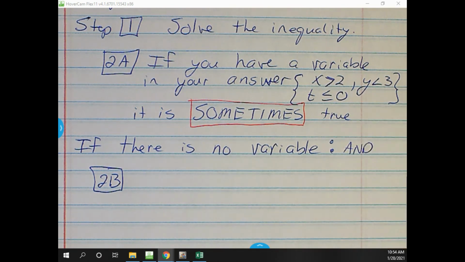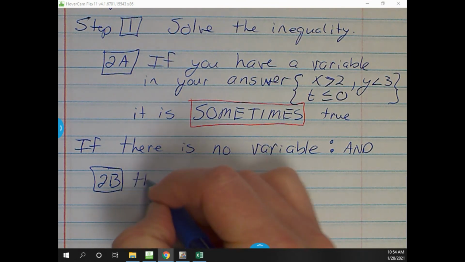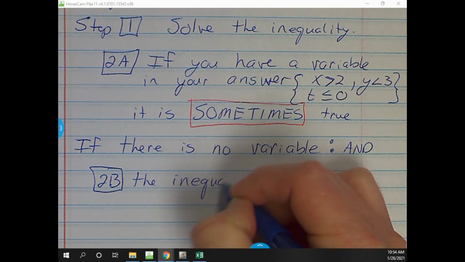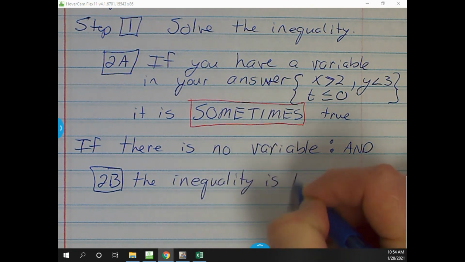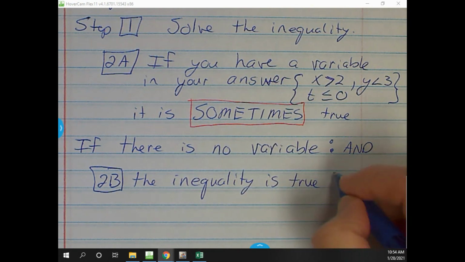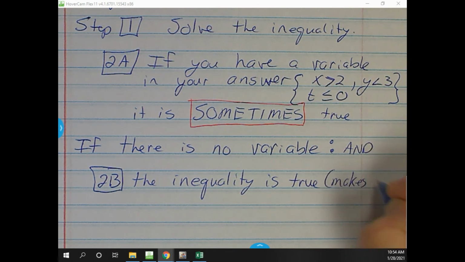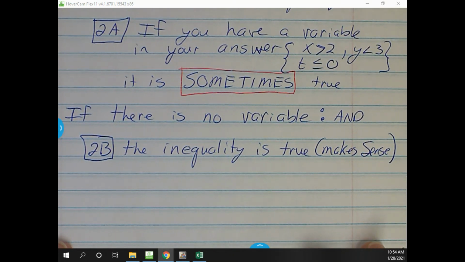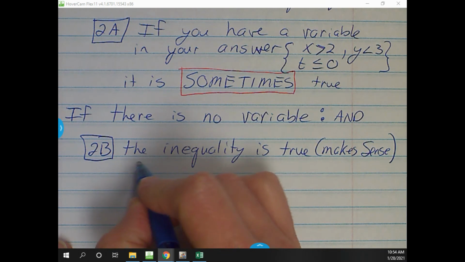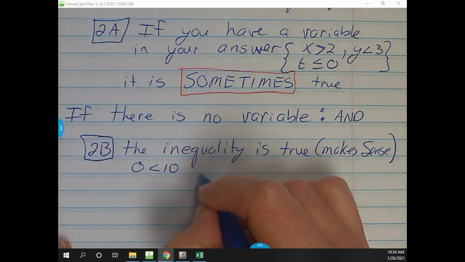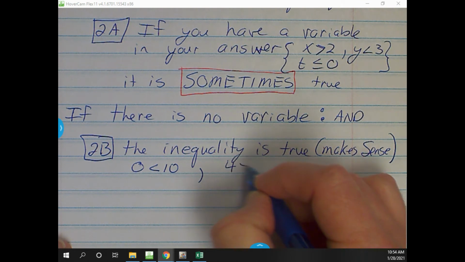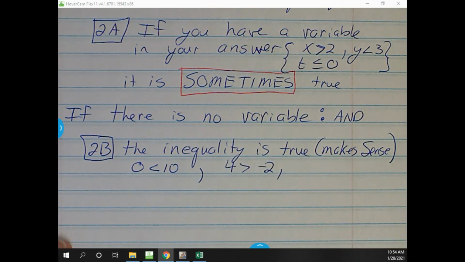So if there is no variable and the inequality is true, which means it makes sense, this would be where you get like 0 is less than 10, or you get 4 is greater than -2. You look at it and go, well, yeah, that makes sense. 4 is greater than -2. 0 is less than 10. You get something that when you look at it, you go, well, yeah, that makes sense. Then it's always true.